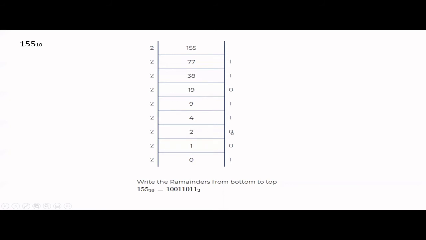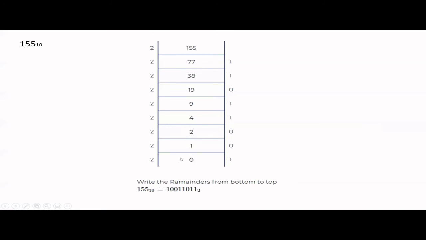So no remainders here. 2 again you divide by 2. So 1 is the quotient and nothing is remaining because 2 is an even number. 1 again you have to divide by 2. So you cannot actually divide. So 0 is the quotient and 1 is remaining.